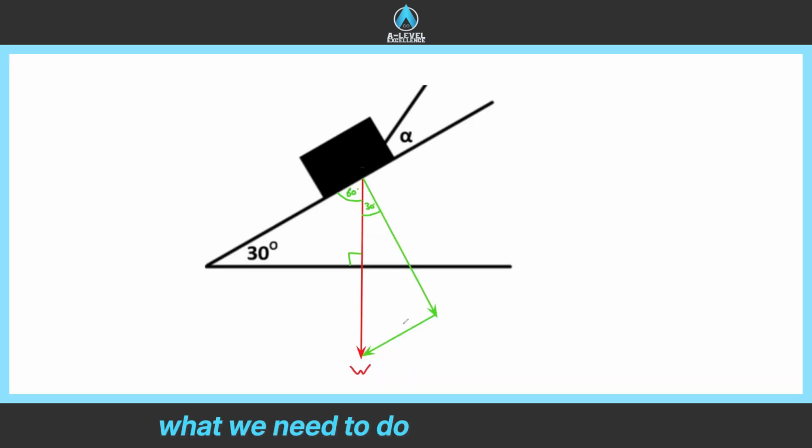What we need to do now is resolve this. So we need to get the two green sides of the triangle. We need to get those, right? Now, there is a shortcut for this, right? And I'll be honest, I still use it to this day. My maths A-level teacher told me it 10 years ago, and it works.